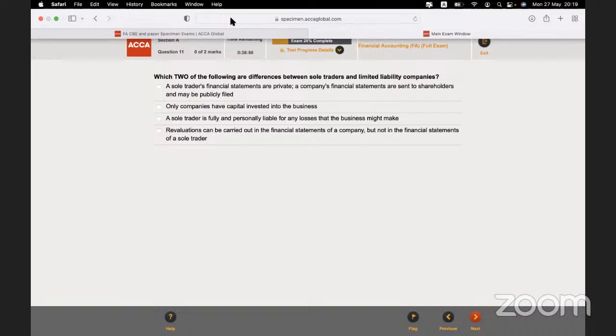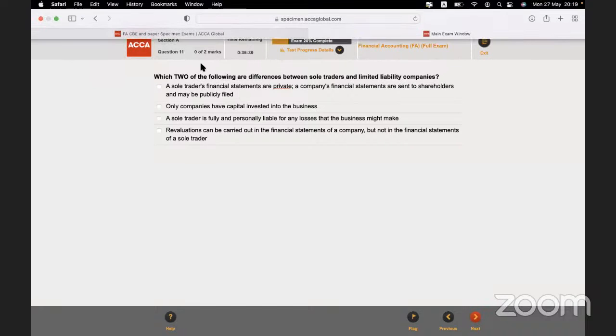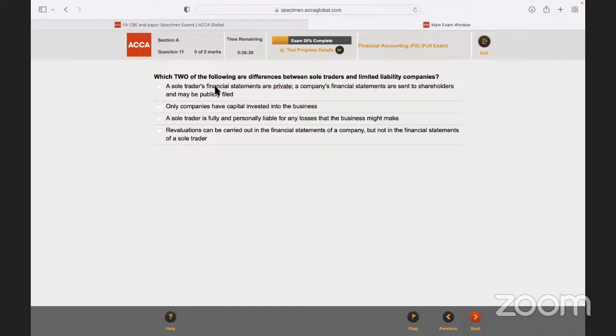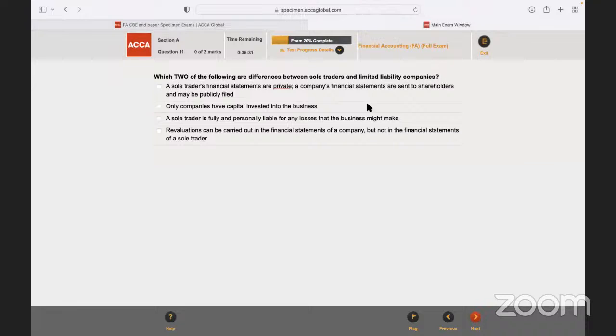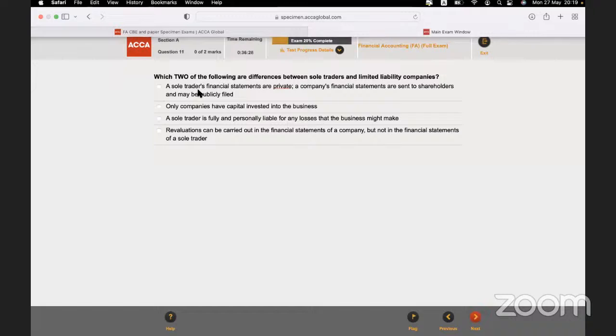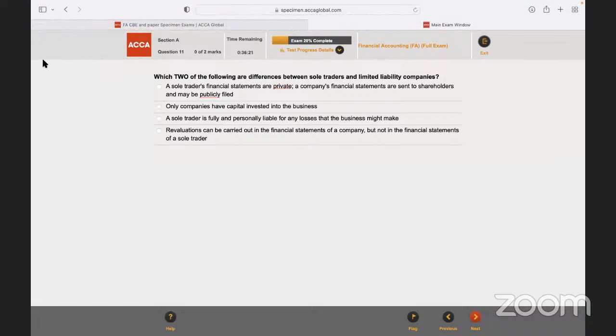So they're asking for two reasons, guys. When you look at the question, what is the difference between a sole trader and a company? Yes, that's the correct answer. A sole trader's financial statements are private, while the public company financial statements are sent to shareholders and may be publicly filed. That's true, guys. For a sole trader, the financial statements don't need to be published, so he can keep them for himself. Whereas if it's a company, you have to prepare financial statements and send them to shareholders. And if you are a public limited company, then you have to show it separately. So therefore, this is correct.